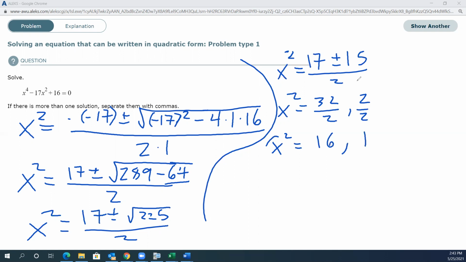But we're not done because we haven't finished solving for x. We need to get that 2 away from it by doing the square root. And remember, when you take the square root of both sides of an equation, you get the positive and the negative answer. That makes sense because the highest power of the variable was 4, and so we expect 4 answers: 4, -4, 1, and -1. And that's how we do it.